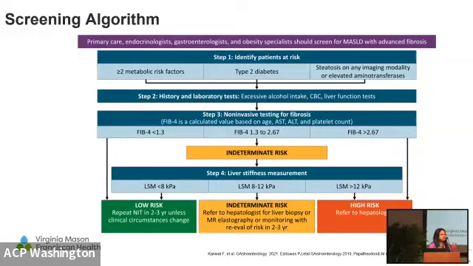And of course, most of your patients are going to fall in the middle, right? So they're going to fall in the indeterminate risk. These are the patients, yes, absolutely, you can refer to hepatology, or if you have access to other tests like FibroScan or MR elastography, because they need a second test to evaluate or assess liver fibrosis.